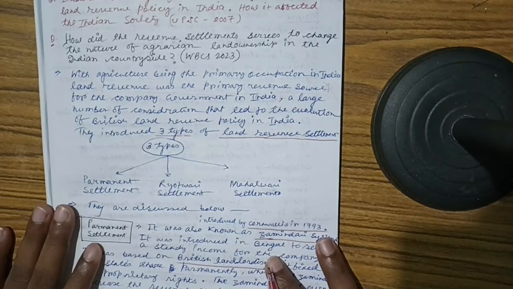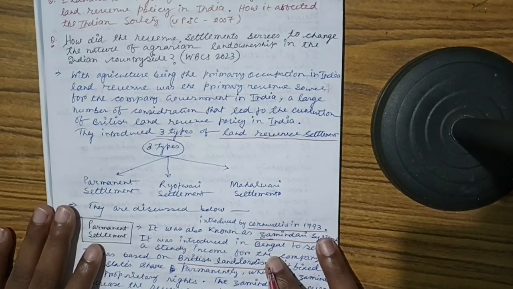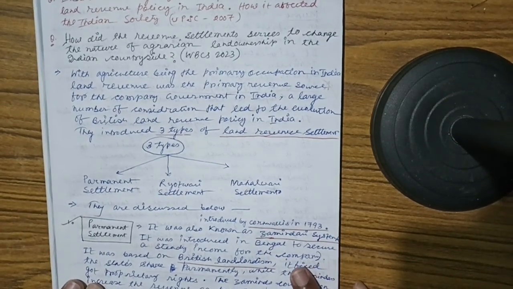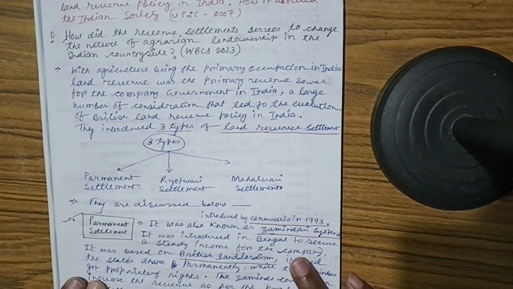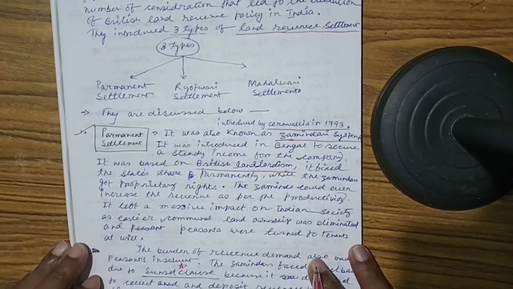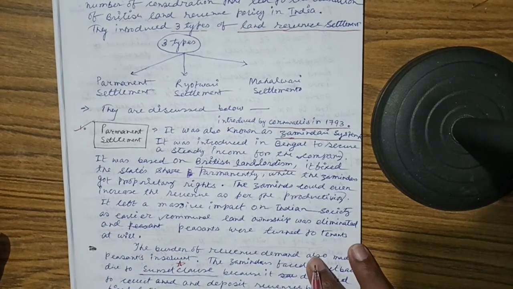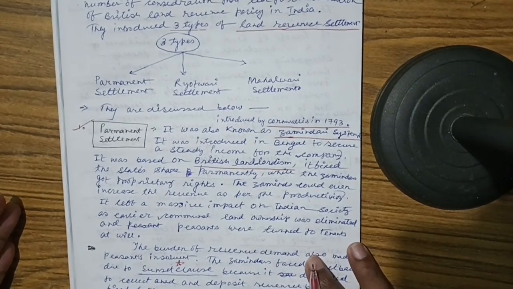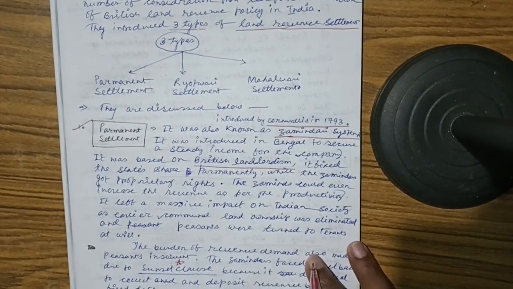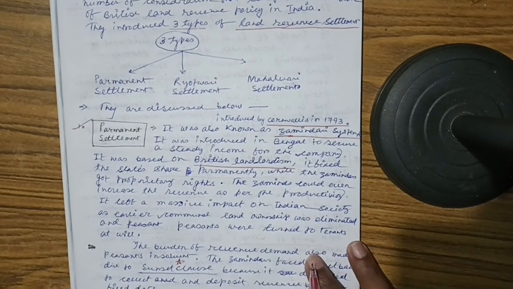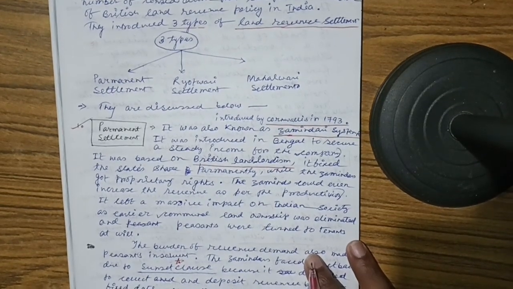They introduced three land revenue policies: first, the permanent settlement, then the ryotwari settlement, and the mahalwari settlement. I will discuss all of these in detail and you will get to know their shortcomings and their outcomes. So let's discuss the first land revenue settlement or policy, the permanent settlement.